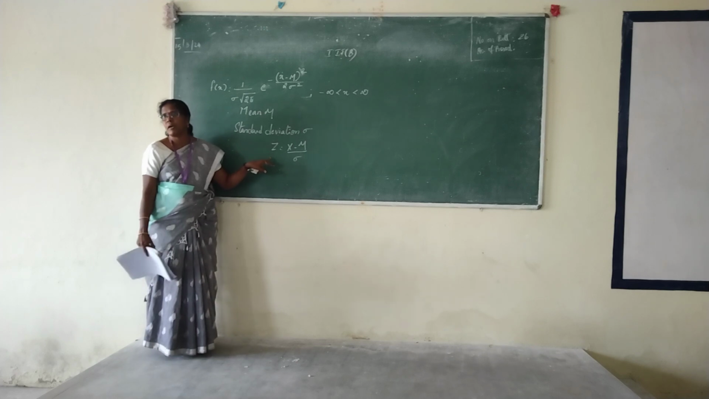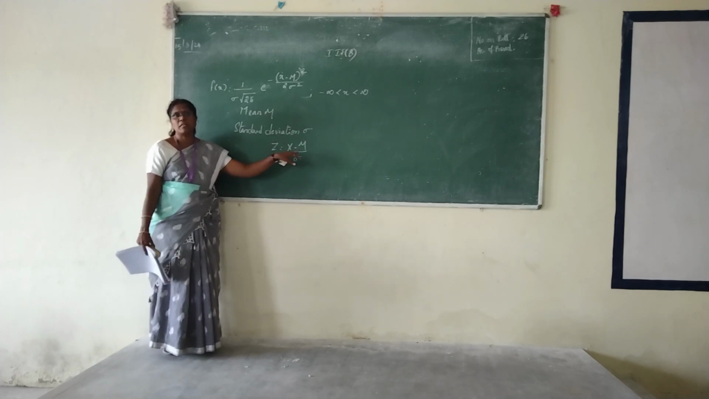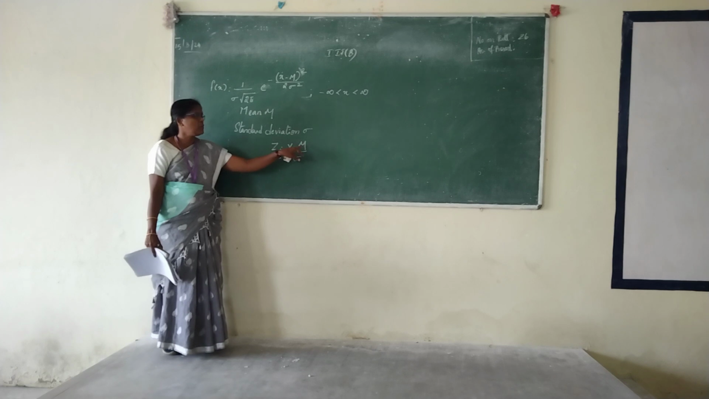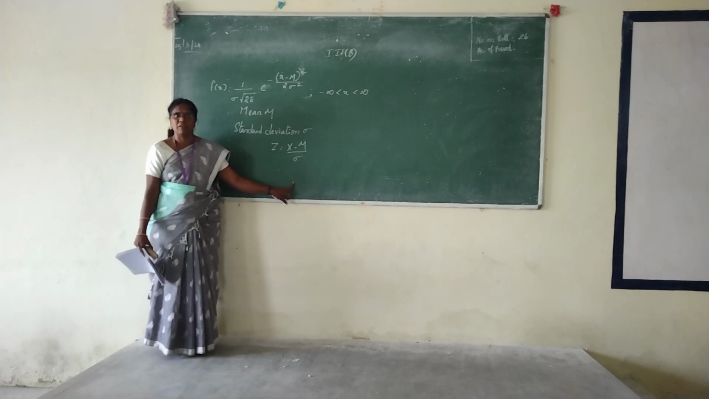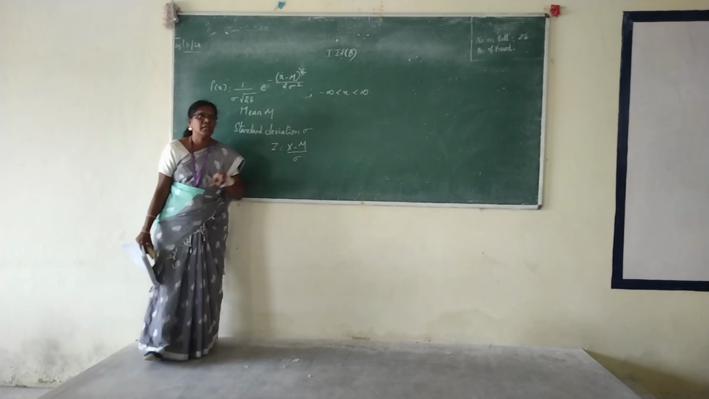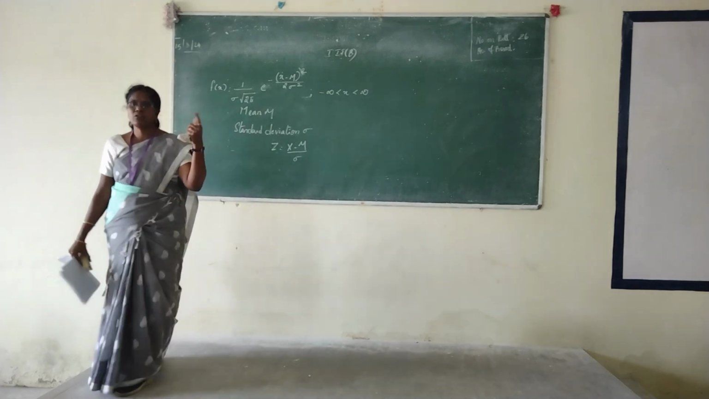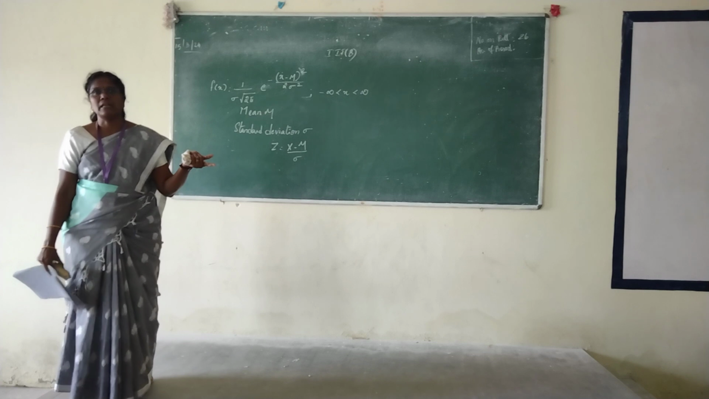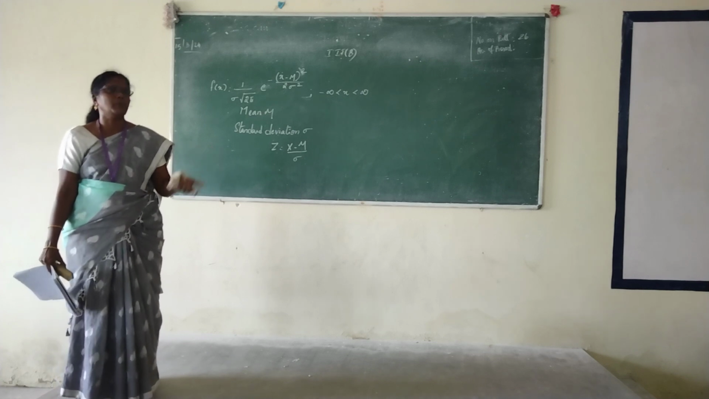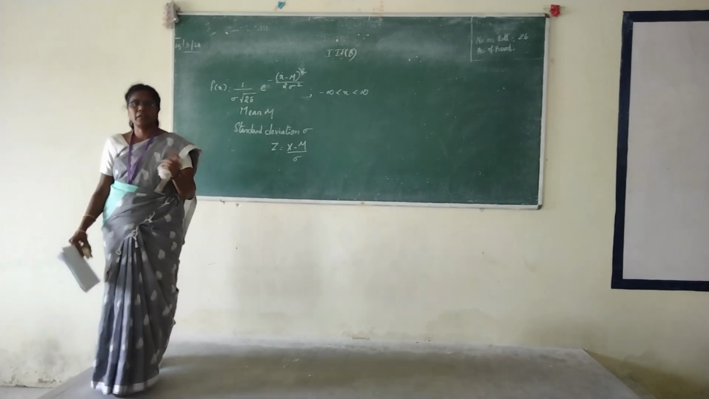So how are you going to define it? Z equal to x minus mu by sigma, where mu is the mean and sigma is the standard deviation. Once you do this, everything will get converted in terms of the z variable. Then you can make use of the tables and get your answers for all the probability values without doing the integration.